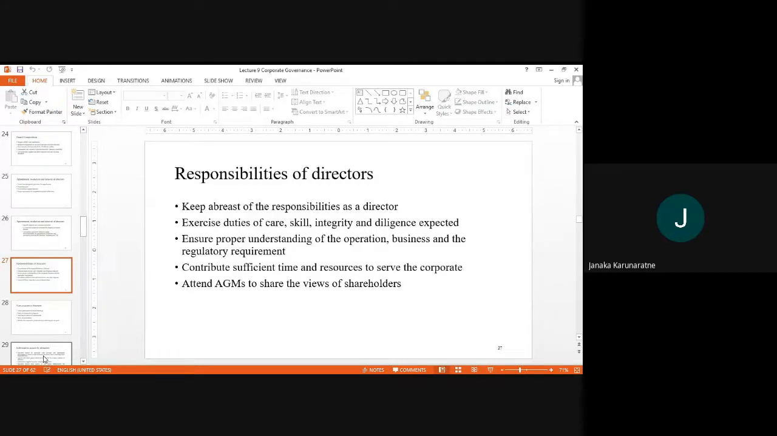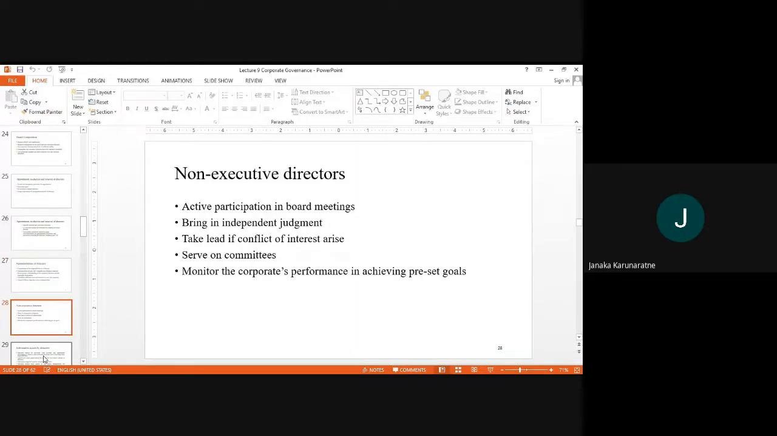Attend AGMs to share the views of shareholders. So it is very important directors attend the annual general meeting and share views of shareholders. Non-executive directors need to play a greater role, because they are not part of the management. They are not engaging in any operational activities, any decision making. So they must actively participate because their views are sometimes much more important than the executive directors. So they look at matters independently, bring in independent judgment, and take the lead if conflicts of interest arise. They must take leadership when there's a conflict of interest because they are non-executive.